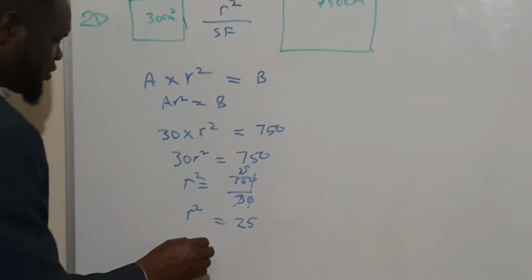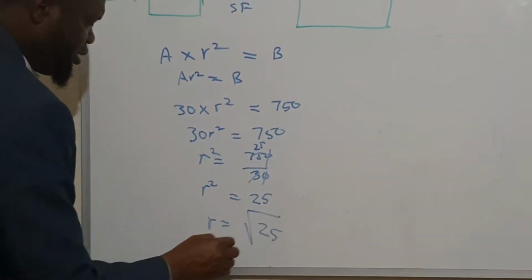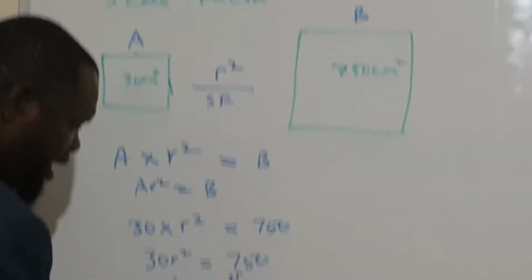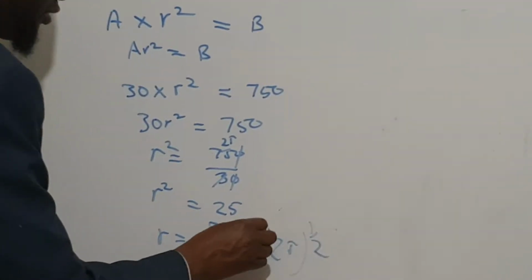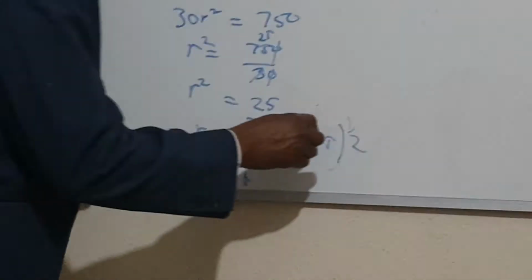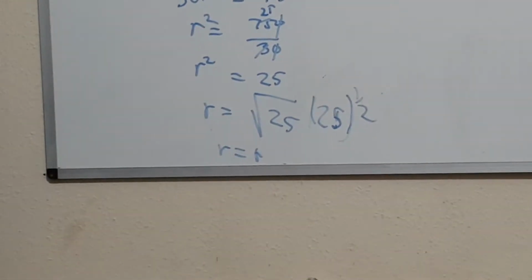Then r is equal to the square root of 25, so r is equal to 5, or 25 to the power half, because power half means square root. We are going to do indices later, and you'll find out why it's like that.